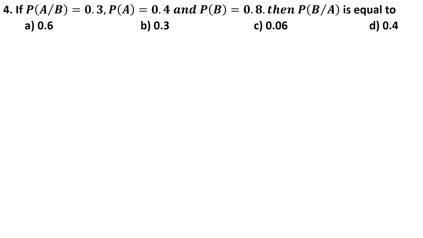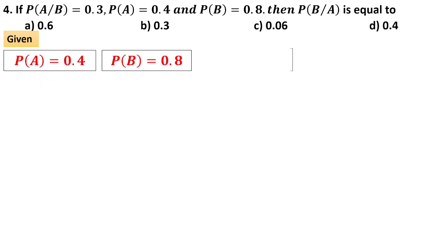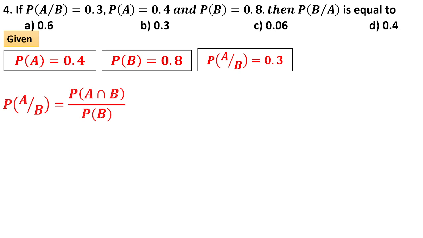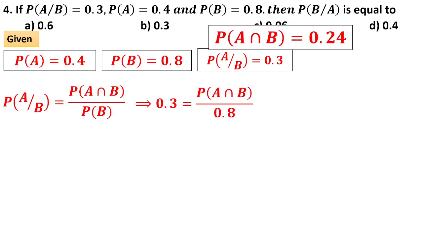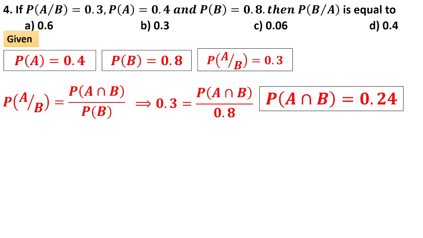Question number 4. P of A given B, P of A and P of B are given. You have to find P of B given A. Just to recollect the formula: P of A given B is P of A intersection B by P of B, and P of B given A is P of A intersection B by P of A. Both of them are connected by P of A intersection B, which we will find by making use of the first three given conditions. I am getting P of A intersection B as 0.24.